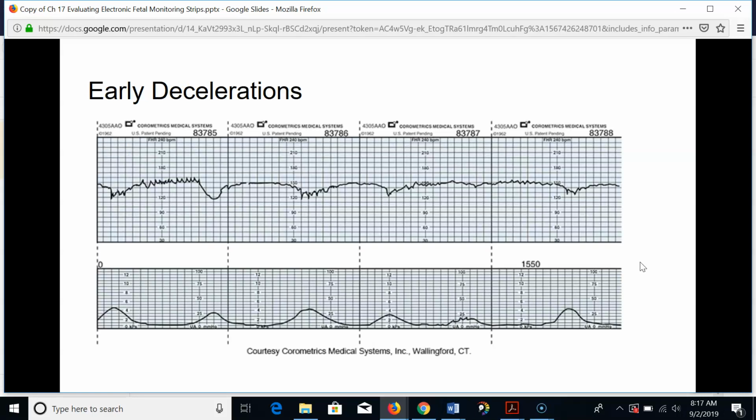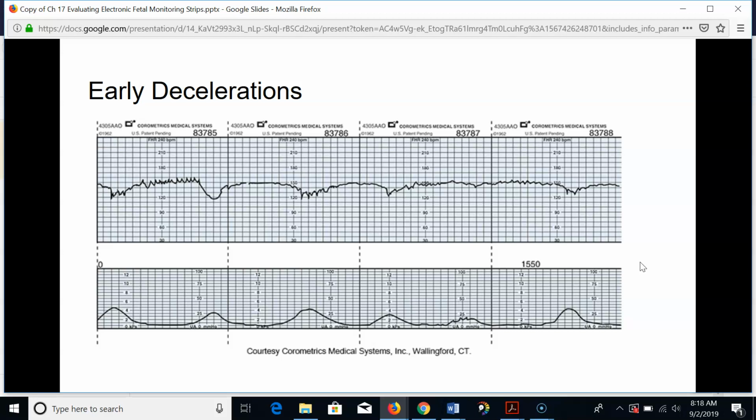This is a picture of early deceleration. If we ask ourselves the 3 questions, 1, are they good or bad? They're good. 2, what causes them? Head compression is the cause. The fetal head is getting smushed a little bit with each contraction, and that is what is causing the deceleration.